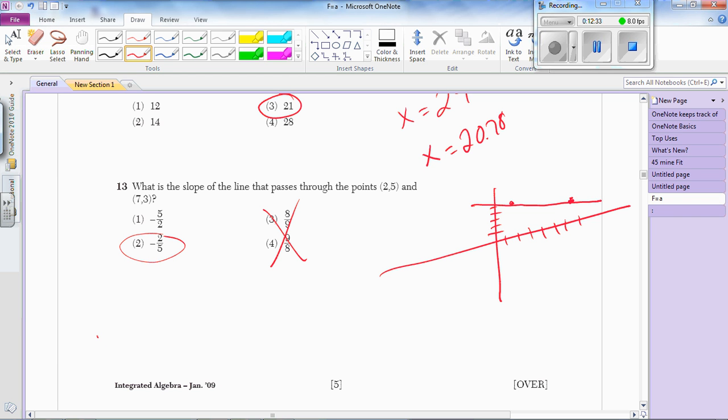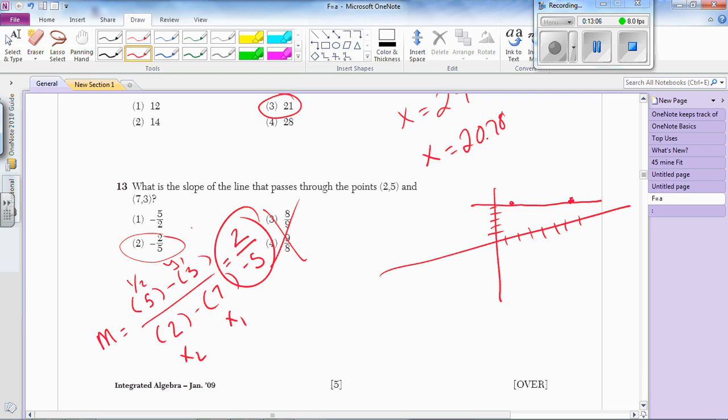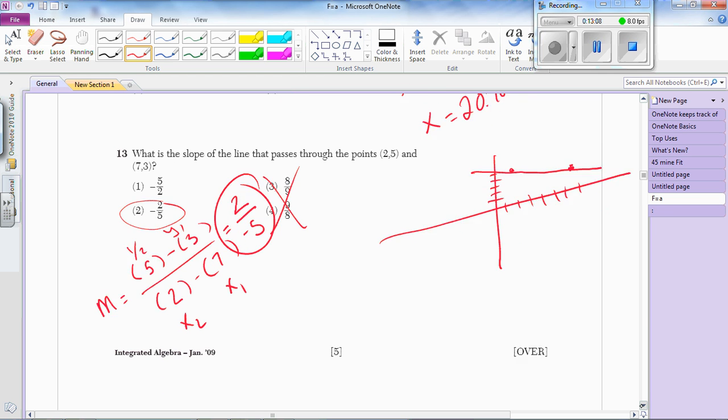And of course use the slope formula, which is on your reference sheet. For those of you who don't remember it, y2 minus y1 over x2 minus x1. Use your parentheses, please. 5 and 3 are the y's. I started here, so 2 and 7 are the x's. This is 2 over negative 5, which of course is negative 2/5. Right now there's 2 problems left.